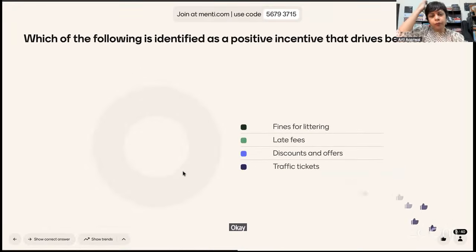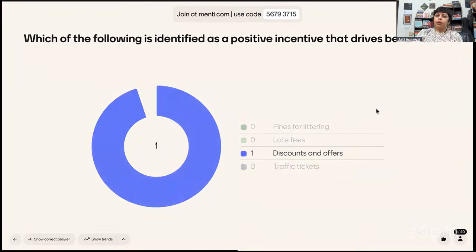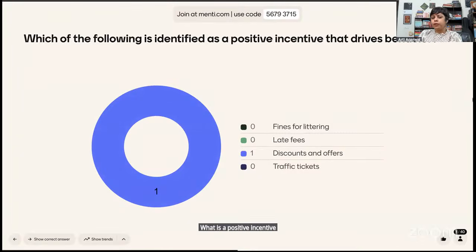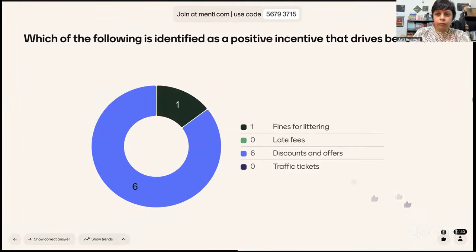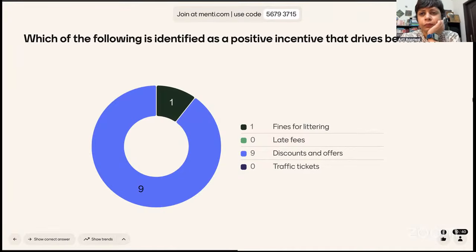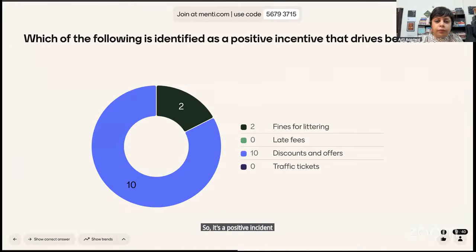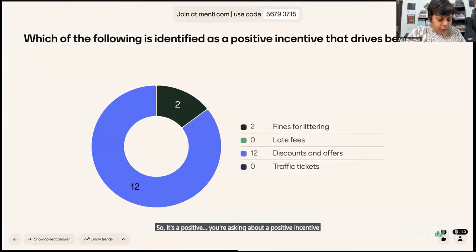Okay, moving forward. So this is something we discussed in one of the earlier weeks. What is a positive incentive that drives behavior? So it's a positive incentive. We're asking what a positive incentive. Fines are negative incentives.